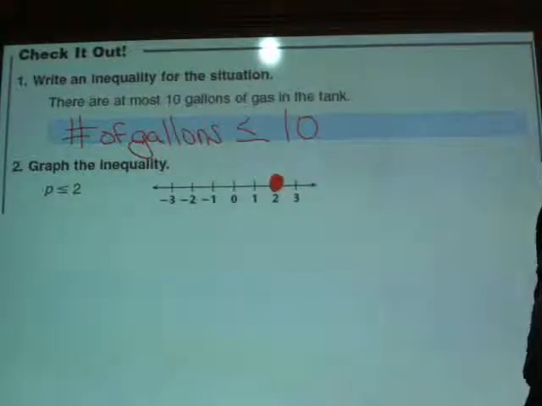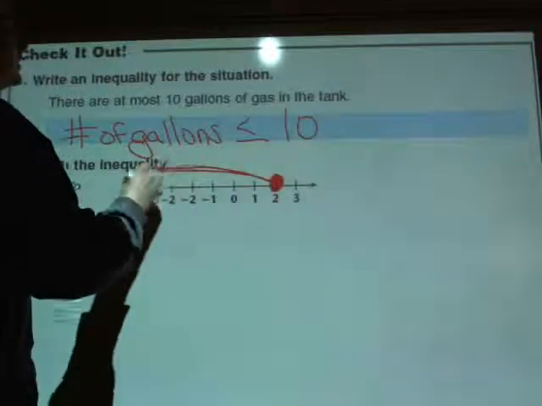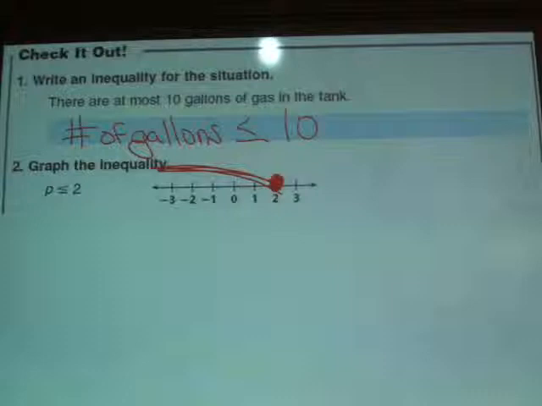And then we're going to do some shading here. Well, since the inequality says less than or equal to 2, the numbers that satisfy the less than part are numbers like 1 and 0 and -1 and -2 and -3, and those would be off to the left on the number line. So we're going to go ahead and shade to the left.